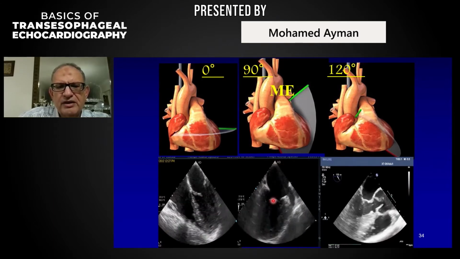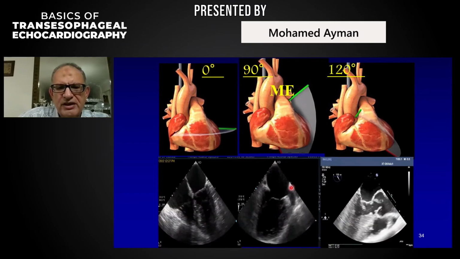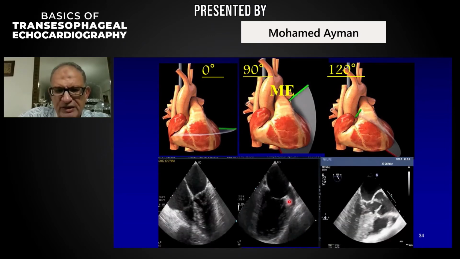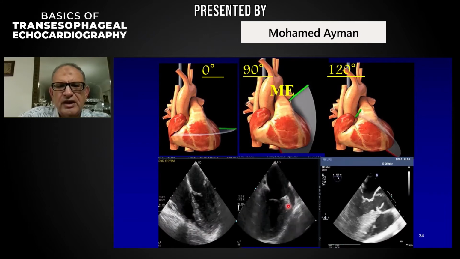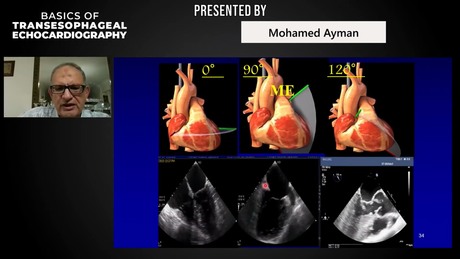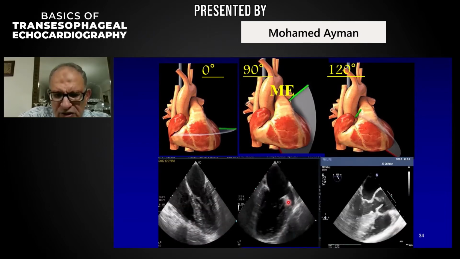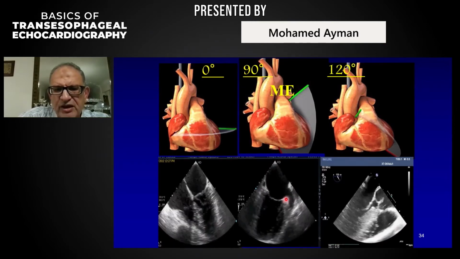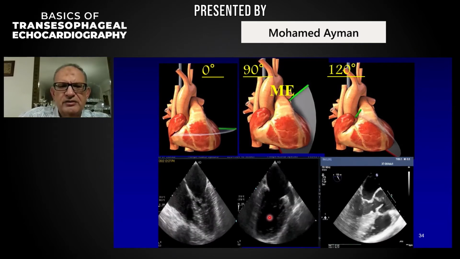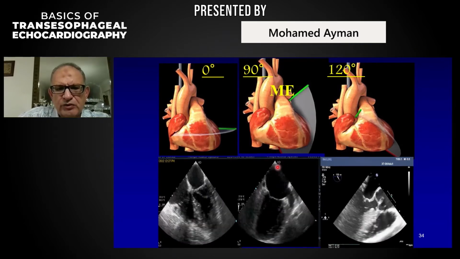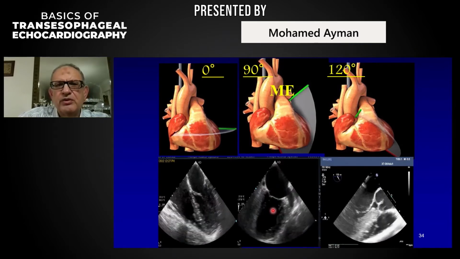We have here the mitral valve, and you can see here the left atrial appendage. And actually this is the coronary sinus, and you find a very small structure here at the base of the appendage. This is the left circumflex coronary artery. So this is a mid-esophageal two-chamber view.